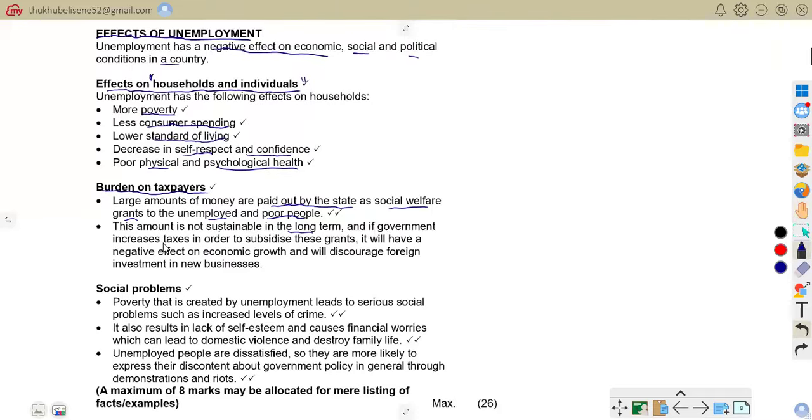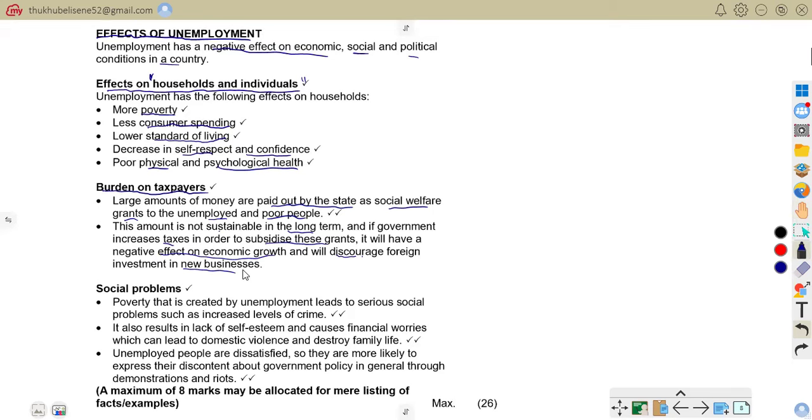And if government increases taxes in order to subsidize these grants, it will have a negative effect on economic growth, and will discourage foreign investment in new business. People will not want to invest in a country whose economy is very low. So that will discourage foreign investors from coming to such a country.